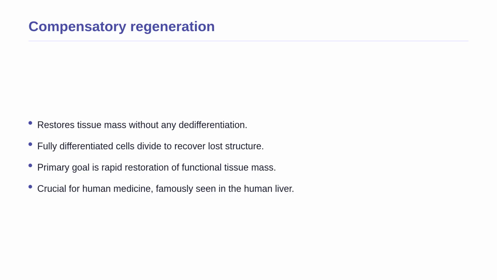If a portion of the liver is removed, the remaining mature liver cells simply start dividing rapidly. The organ grows back to its original size and mass, though not necessarily its original shape. The primary goal here is the rapid restoration of functional tissue mass, so the organ can continue its vital daily functions without interruption.